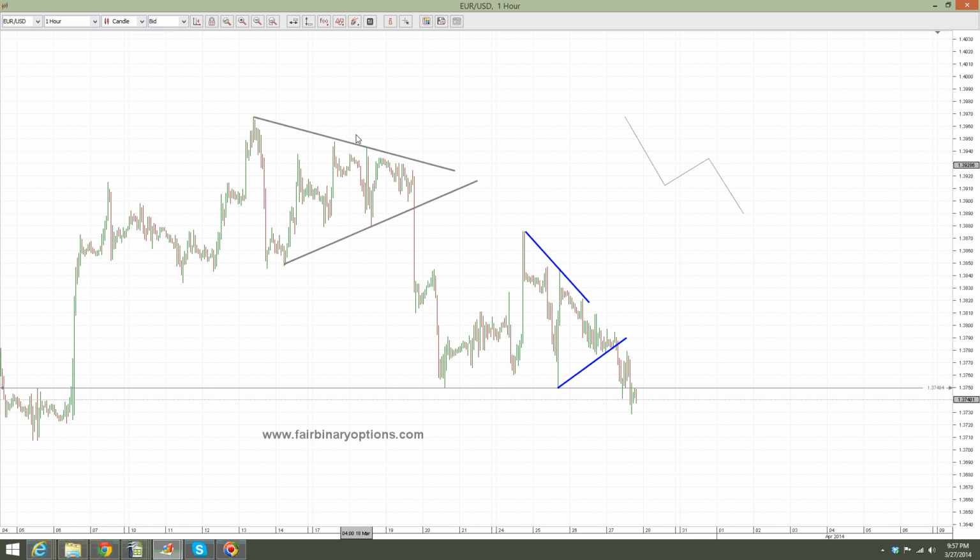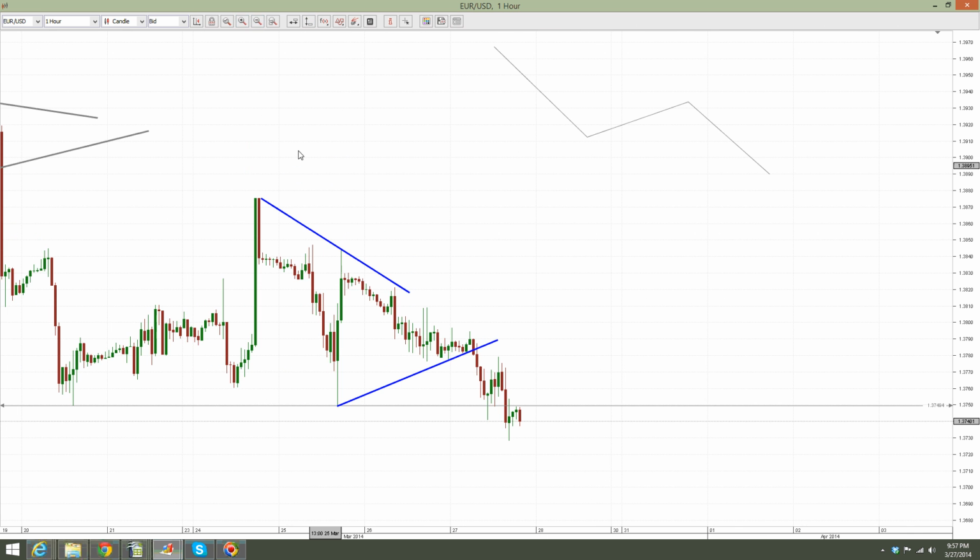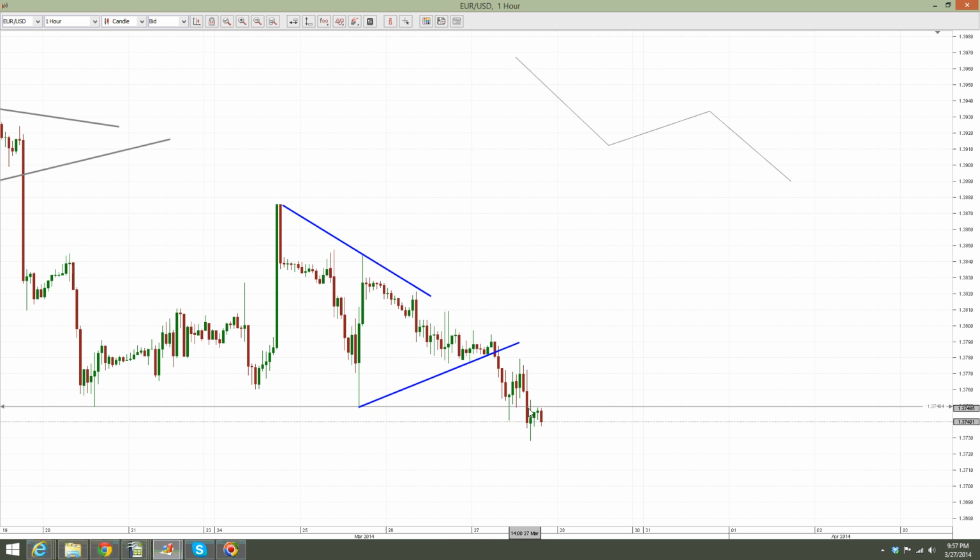And if you zoom in a bit, this move here resembles, from my point of view, from the moment that this triangle broke to the downside, a possible falling wedge. Like this. And like this.